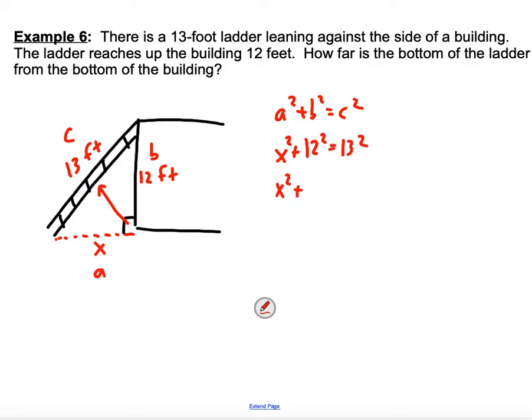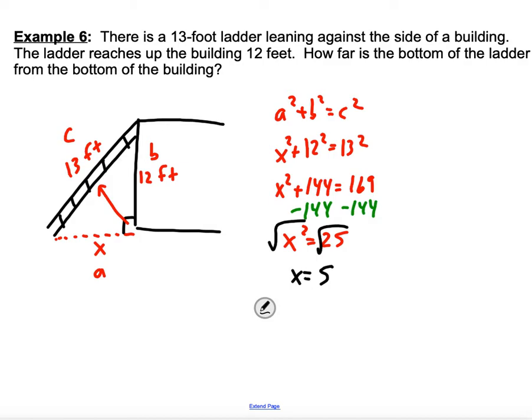So 12 squared there is 144. 13 squared is 169. We have to get the x squared by itself, so we're going to have to subtract 144 from both sides. We have to use the inverse operation from addition, which is subtraction. Now we have x squared equals 25, so to get rid of the squared, we have to undo it by using the square root. So we end up getting x equals 5. And so now we're going to label our answer there in terms of feet.